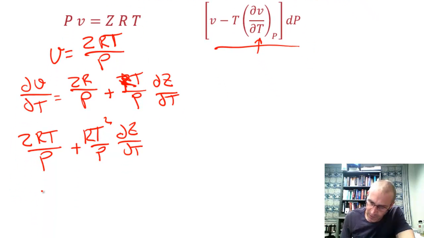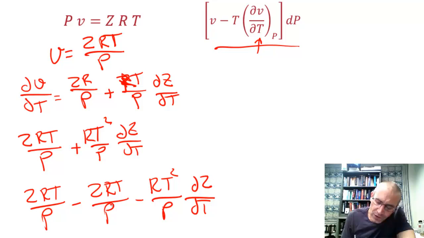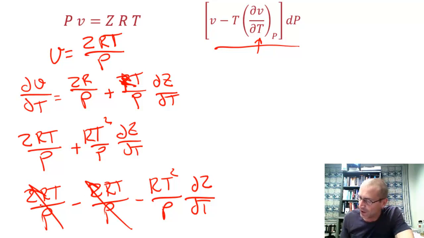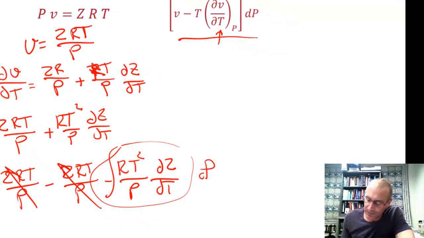And so V, remember V is ZRT over P, and then minus ZRT over P minus RT squared over P dZ/dT. And those first two terms right over there are going to cancel. And so what I end up with is just this last term, this third term. And this is what I'm going to go ahead and integrate over dP.